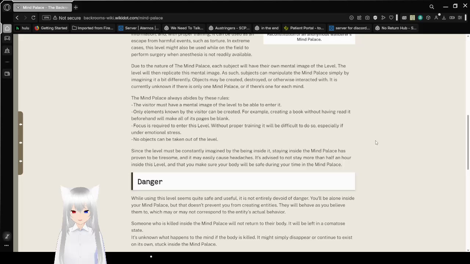Due to the nature of the Mind Palace, each subject will have their own mental image of the level. The level will then replicate this mental image. As such, subjects can manipulate the Mind Palace simply by imagining it a bit differently. Objects may be created, destroyed, or otherwise interacted with. It is currently unknown if there is only one Mind Palace or if there's one for each mind.